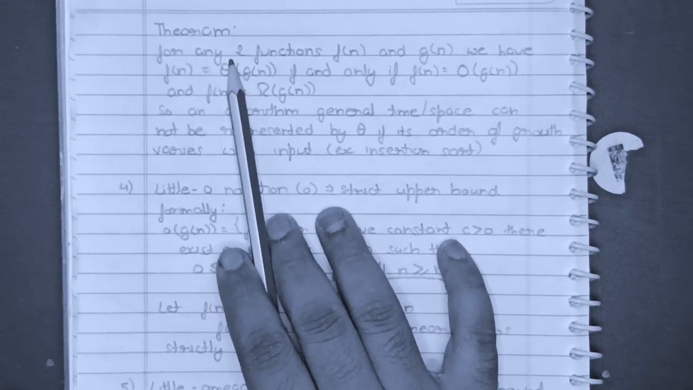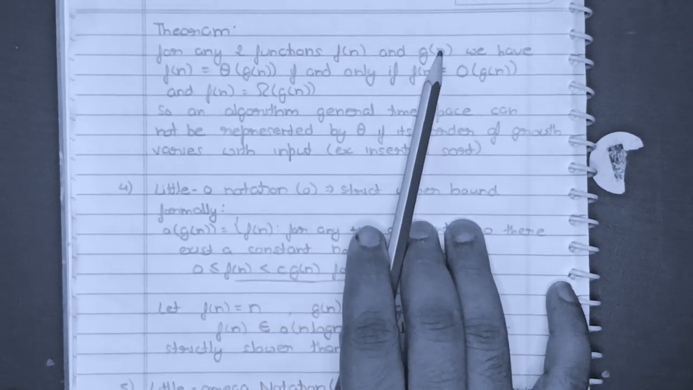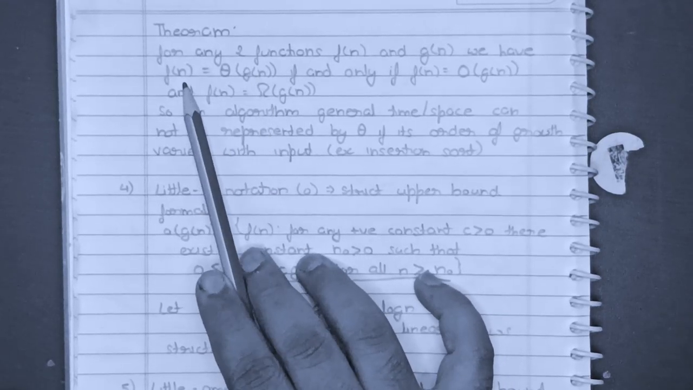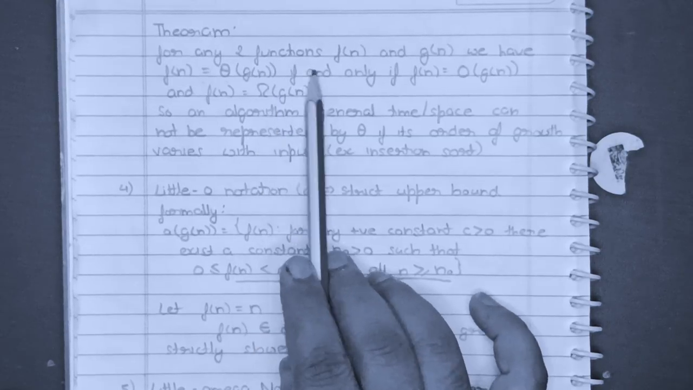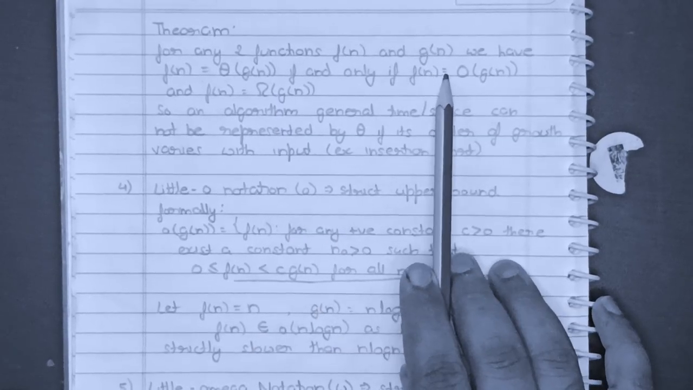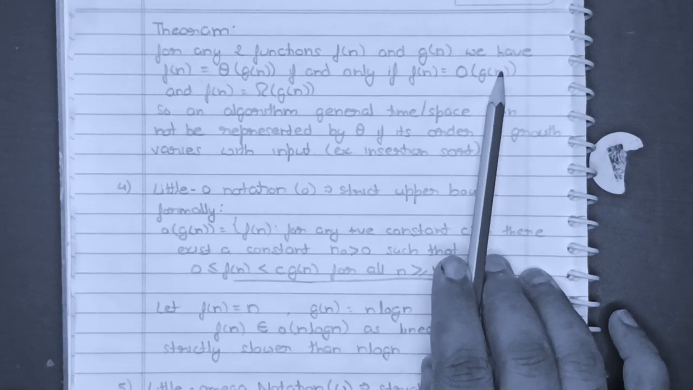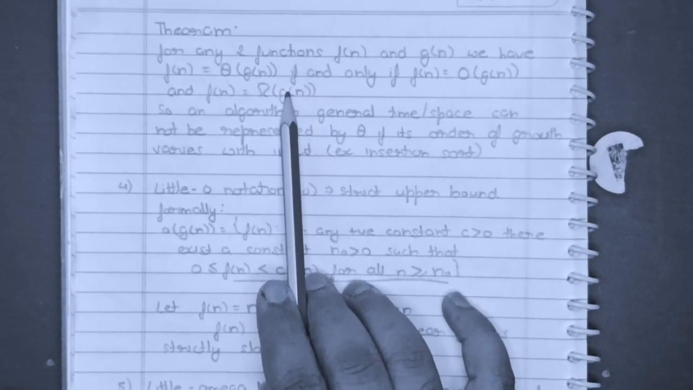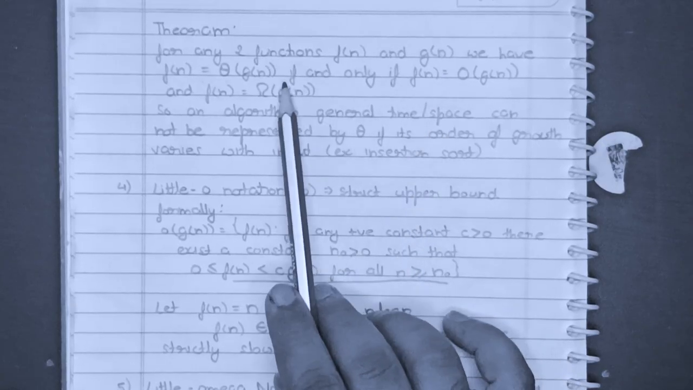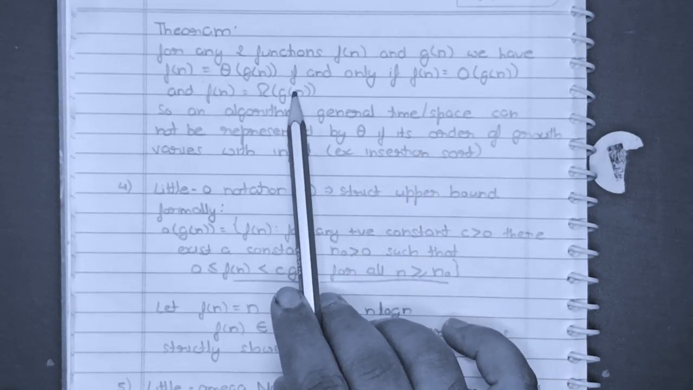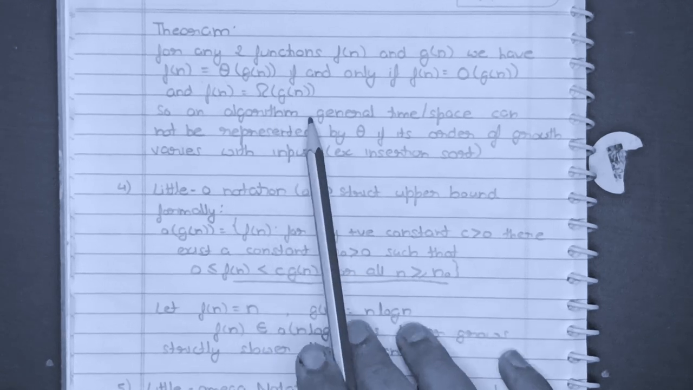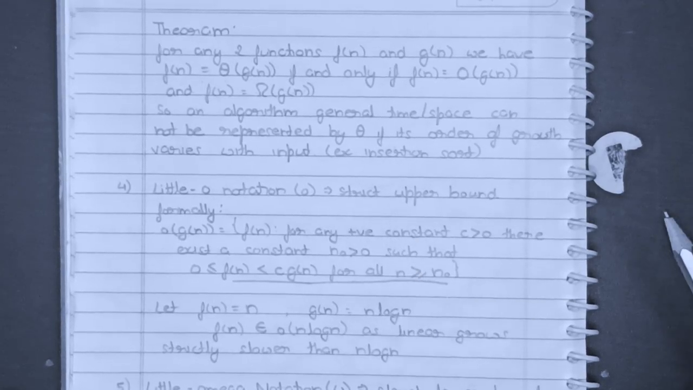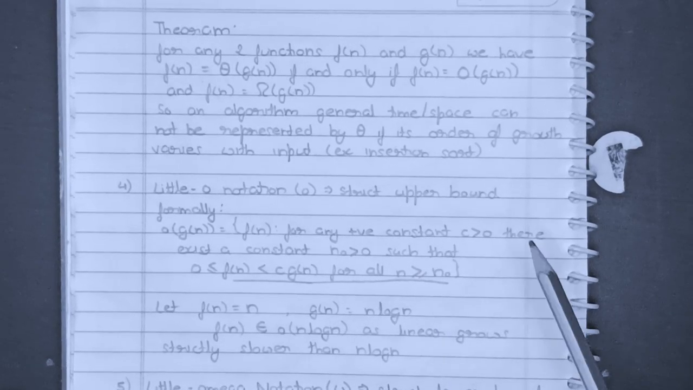There is a theorem which says for any two functions f(n) and g(n), we have f(n) equal to theta of g(n) if and only if f(n) can be represented as big O of g(n) as well as f(n) can be represented as omega of g(n). Because big O and omega represent upper bound and lower bound and theta represents both, theta cannot be represented for an algorithm for which the input behavior changes, or you can say the order of growth changes based on the input.